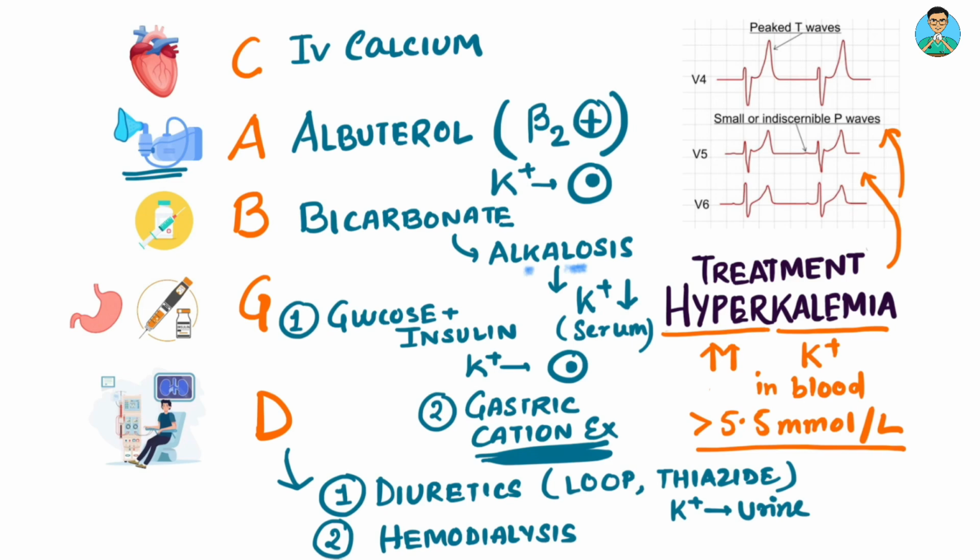which will set the electrolytes and acid balance in the blood. And this treatment protocol can be remembered by a simple mnemonic, that is CABGD or cabbage D.